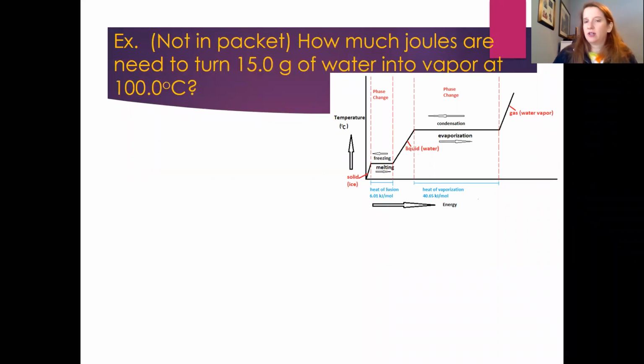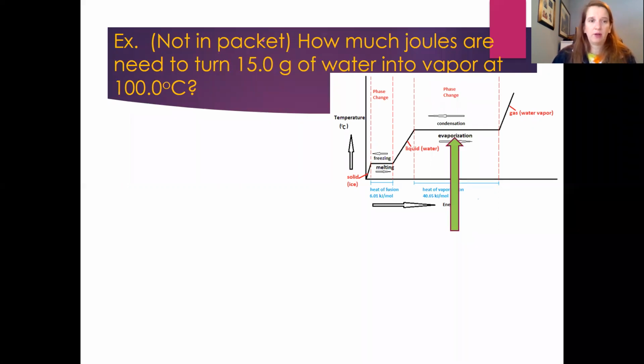All right, this one here, I just wanted to put this one in the packet, in the PowerPoint. It's not in your packet, but just to kind of show you how this goes. So this one is talking about how many joules are needed to turn 15.0 grams of water into vapor at 100 degrees. So again, make an arrow to indicate where we're talking about.